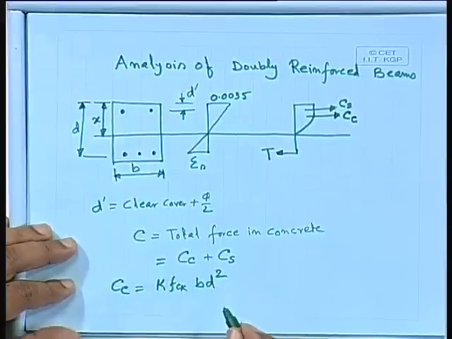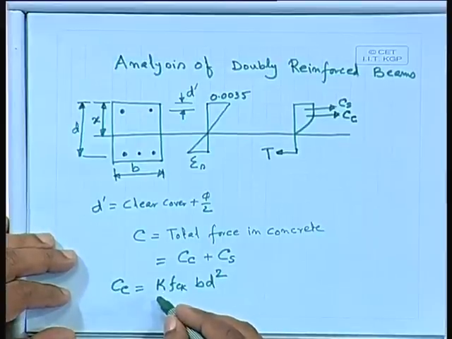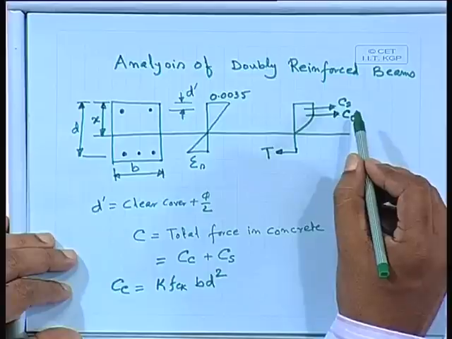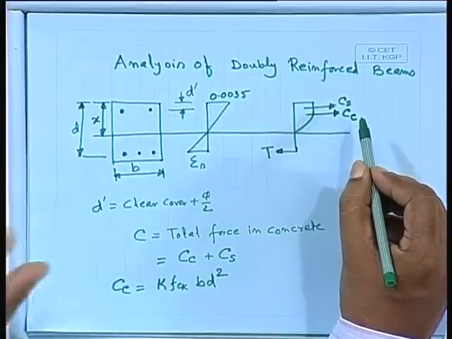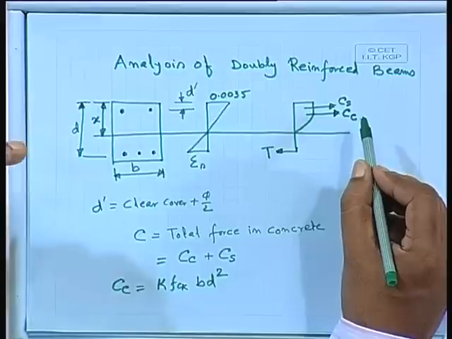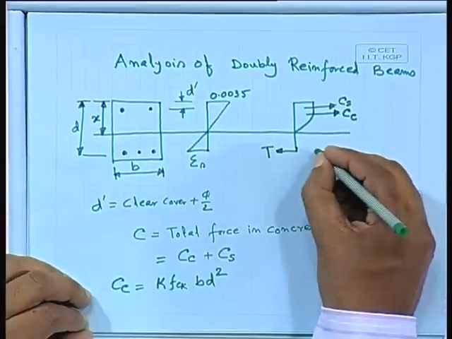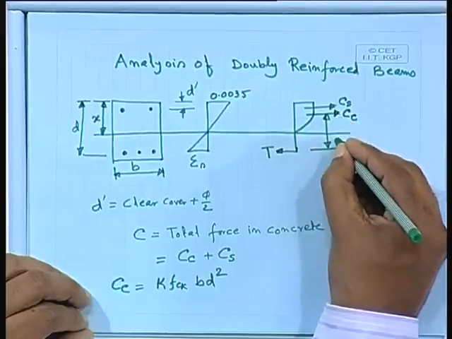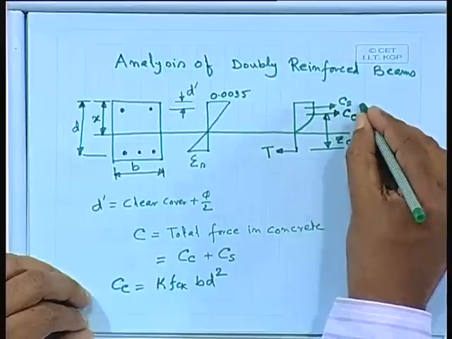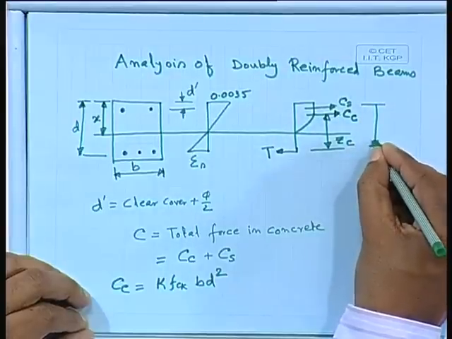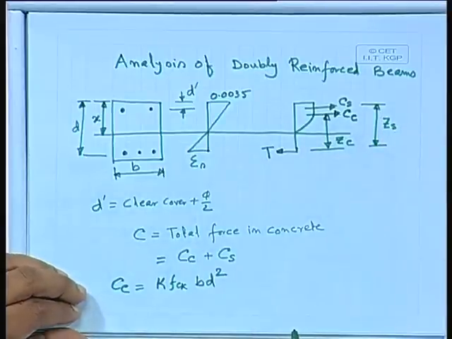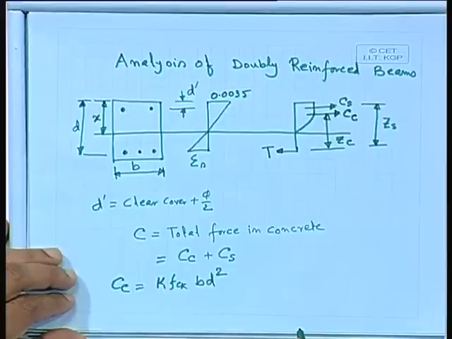Please check your previous class note. K is 0.138 FCK BD square if it is Fe415, we can write down. And the CS is nothing but the stress in steel multiplied by the area of steel in that zone. And we have two lever arms. One lever arm, let us say ZC, and the other lever arm, let us say ZS.